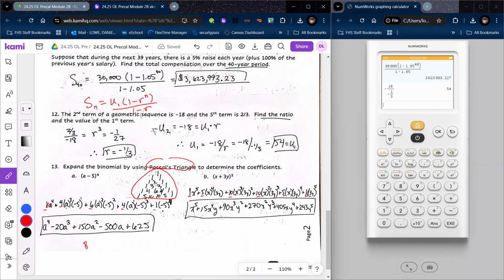Be careful with the negative signs. So be careful. All right. And for the other expansion, I multiply the things out. I have x to the fifth, 5 times 3 is 15, so 15x to the fourth y, 90x cubed y squared, 270x squared y cubed, 405xy to the fourth, and the last term, 243y to the fifth.